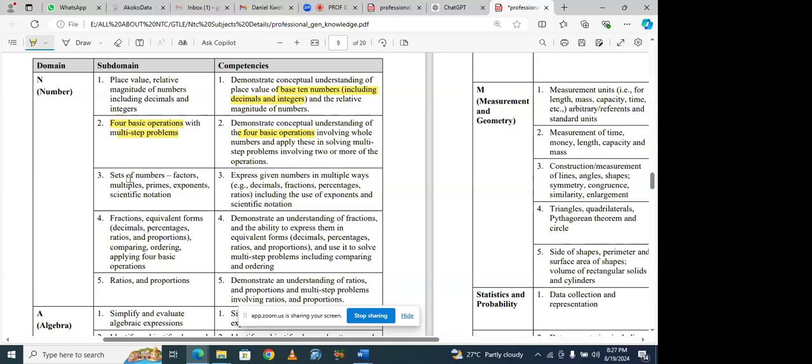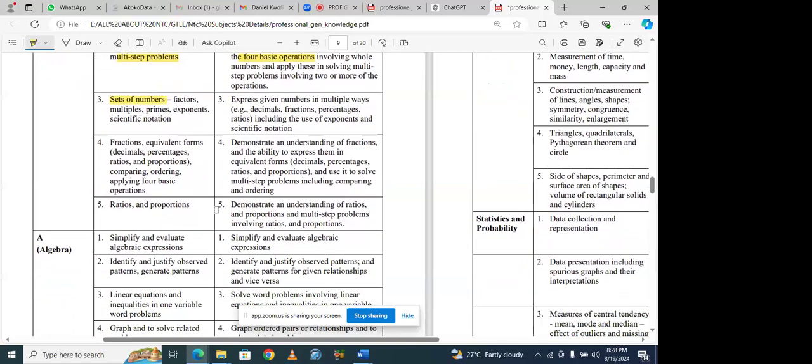We are going to look at the 4 basic operations in multi-step problems or word problems. Beyond that, we have sets of numbers. I believe someone is jotting down these points I'm saying. So under sets of numbers, we'll be looking at factors of a number, multiples of a number. We'll be looking at prime numbers. We'll be looking at exponents. And then we'll be working with these notations. So please bear in mind, in all, we'll be considering this alongside decimals, fractions, percentages, and ratios, while we are dealing with the factors, the primes, the exponents, and all those numbers.